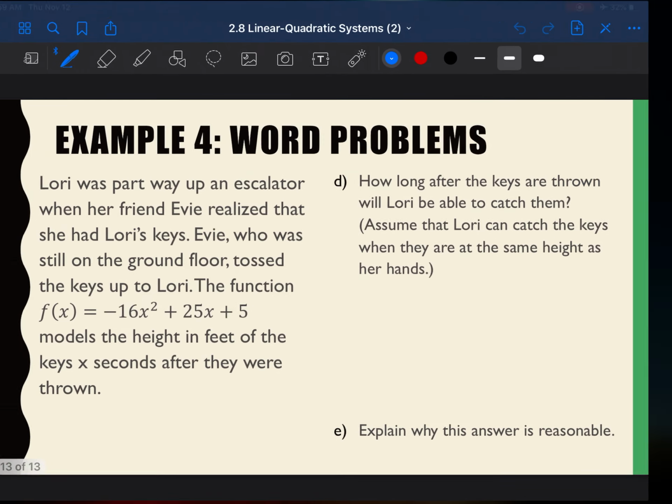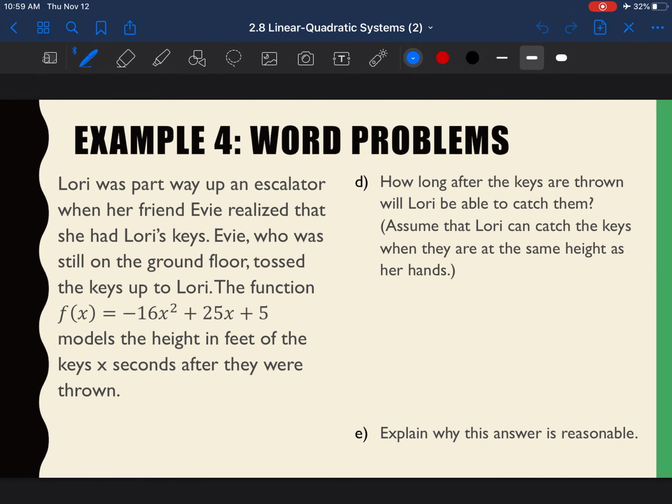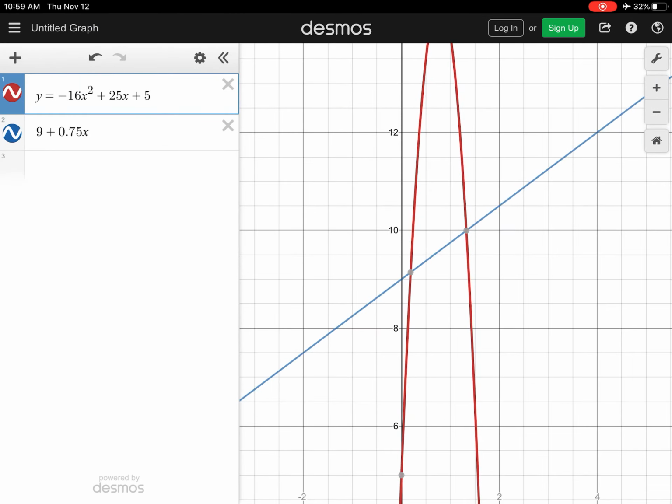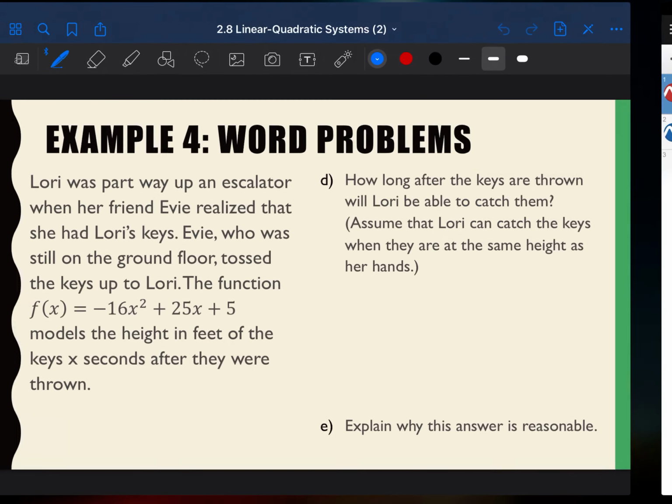So let me check the wording of the question. It says, how long after the keys are thrown? Okay, so the keys are thrown, and then how long after? Well, from here, this is 0.188. Well, no, that's not where they're thrown. They're thrown when time is 0. The 5 just means that's how tall one of them is when they throw the keys. So then how long after it's thrown? Well, it's going to be 1.327.